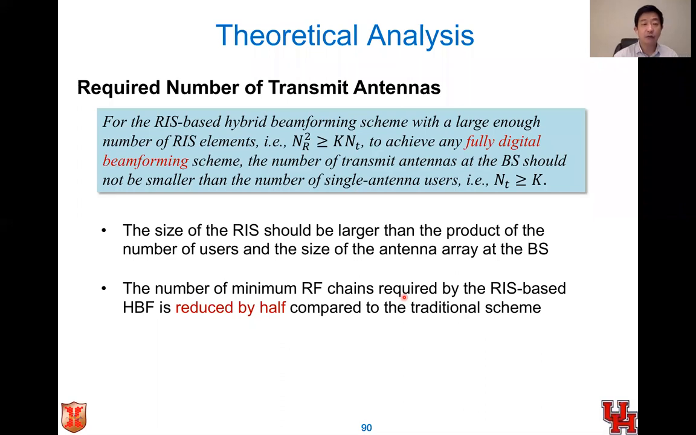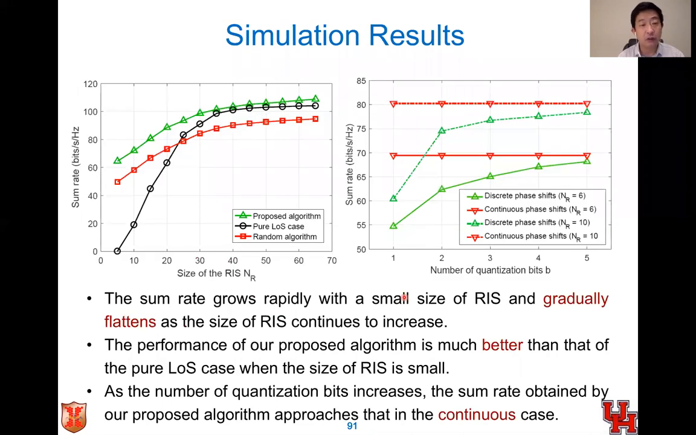And for RIS, we do some kind of request, and we have some theorem, to show what is the relationship between the fully digital requirement for RIS and the digital beamformer. And here we show you this kind of performance, and this is the size of RIS. When it becomes larger, the performance becomes better, but it saturates very quickly, and the proposed algorithm will outperform the performance in the literature. And then for the number of quantization bits, you can see two or three is sufficient enough. Anyway, so basically, this is the result.